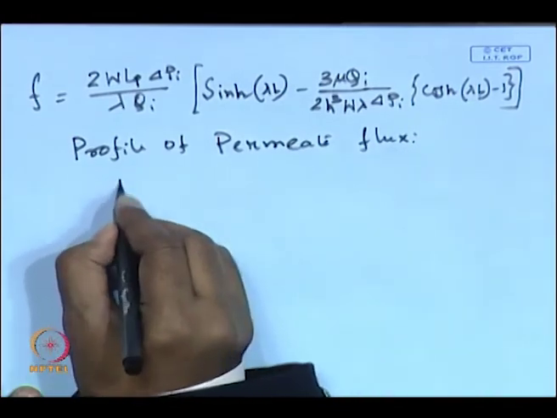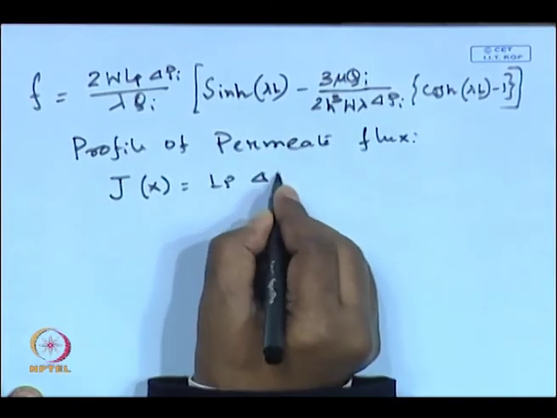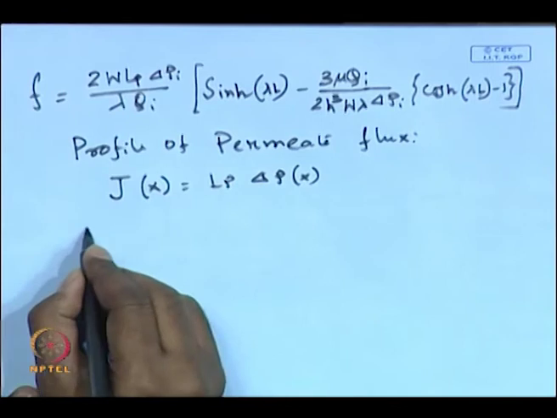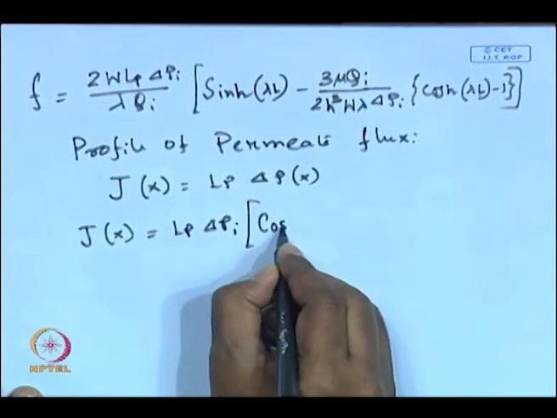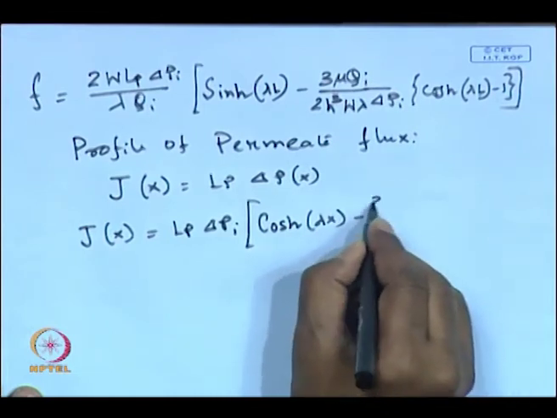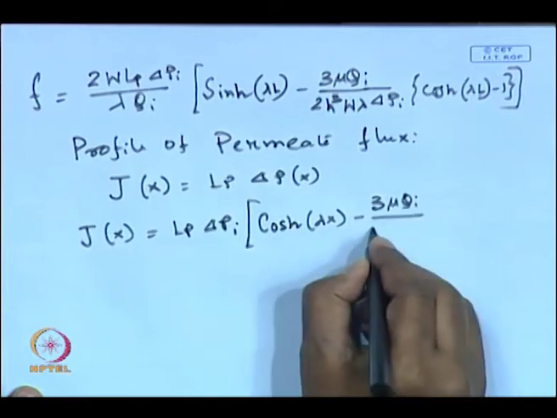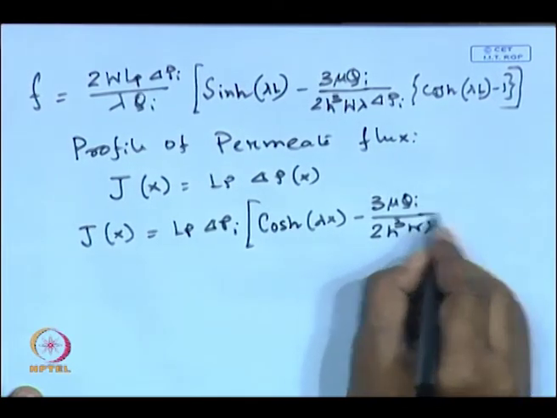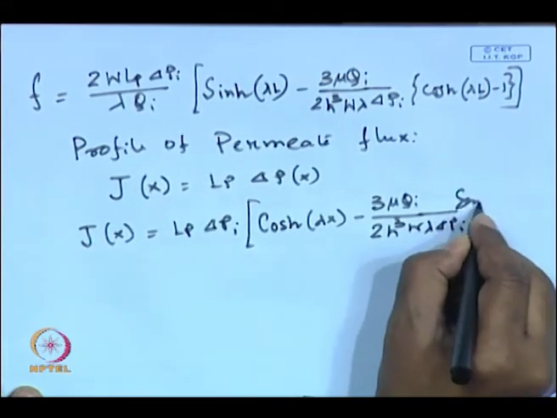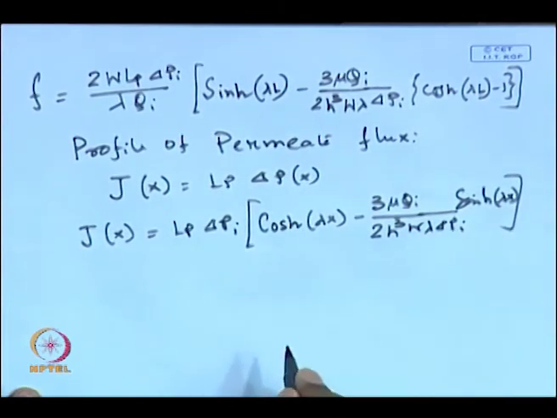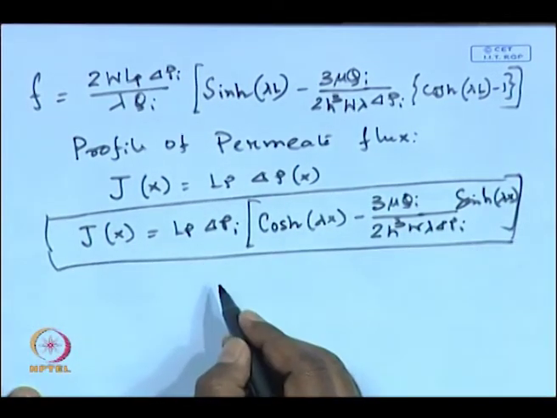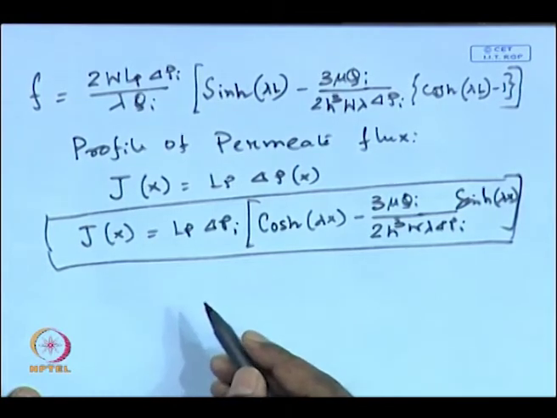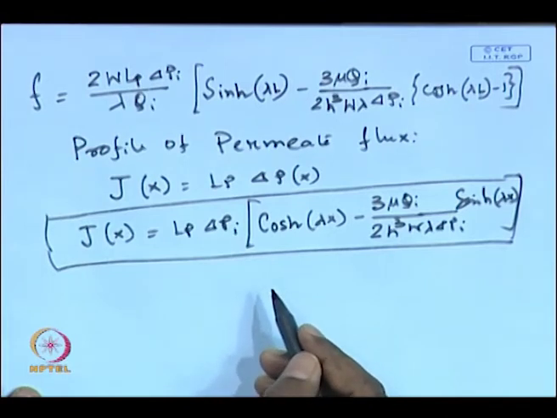The permeate flux profile becomes, because you have J as a function of Lp times delta P, where delta P is a function of X, you can get a profile of permeate flux: Lp delta Pi, cosh lambda X minus 3 mu Qi divided by 2 H cube W lambda L lambda delta Pi times sinh lambda X. So one can get the expression of how the permeate flux varies as a function of X in this case, and one can integrate it over the full length of the module and get the length average permeate flux you are going to get.